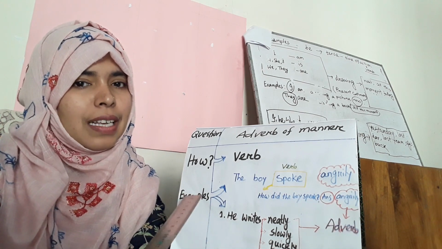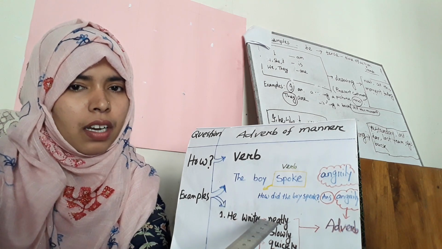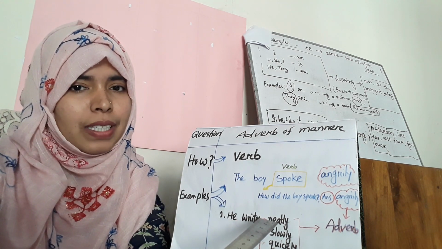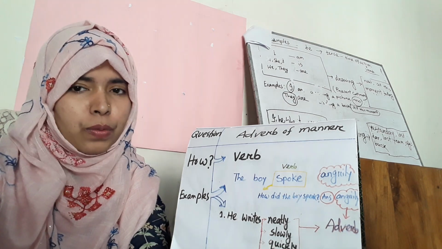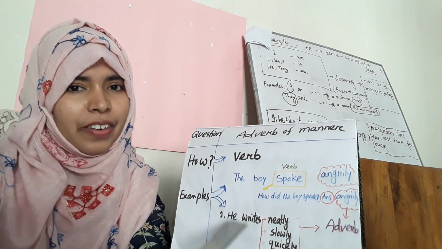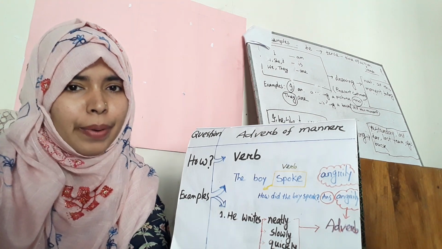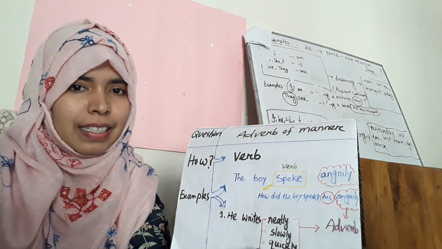So let us see some more examples. He writes neatly. How does he write? The answer is neatly. So neatly is an adverb. Some more adverbs like this we can say: he writes slowly, he writes quickly, he writes lazily, and we can also say he writes easily.